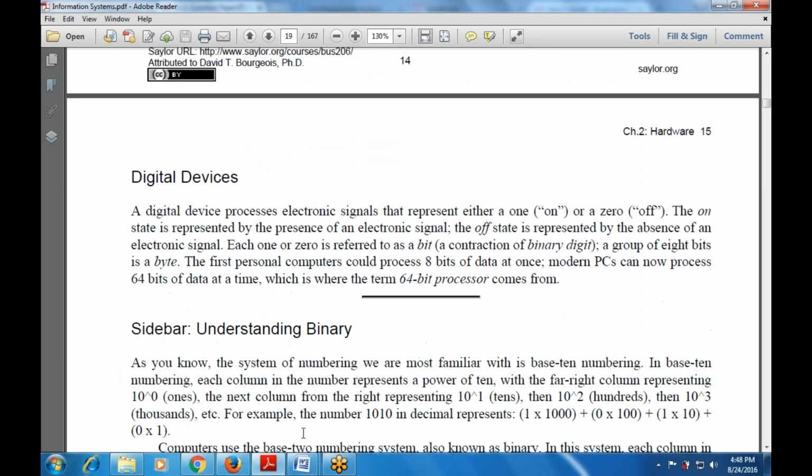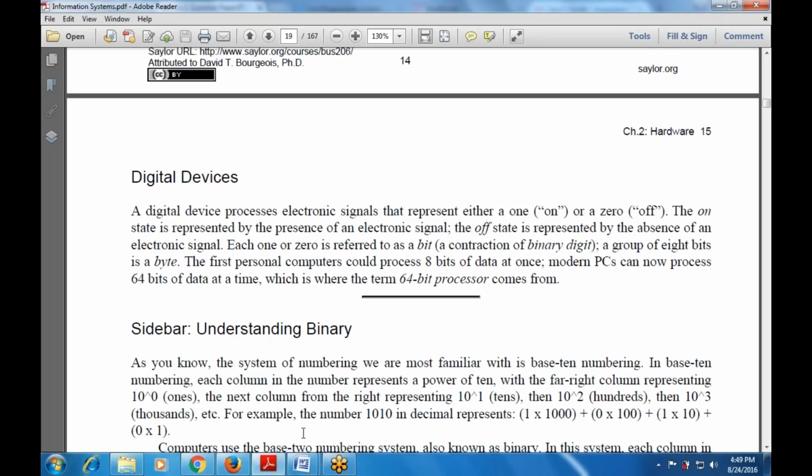Now, what are the various digital devices? Anything that has a signal in the form of either on or off is a digital device. So this processes electronic signals that represent either 1 or 0. The on state is represented by the presence of an electronic signal, and the off state is represented by the absence of electronic signals.